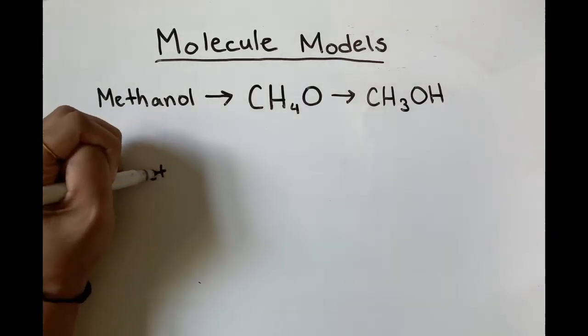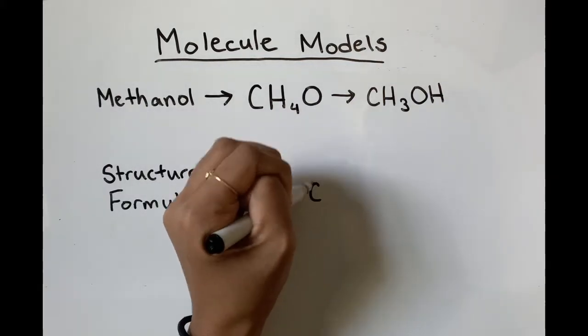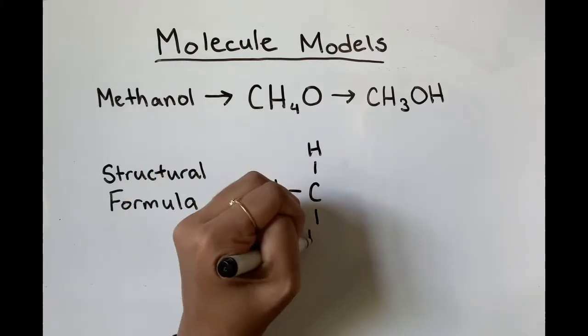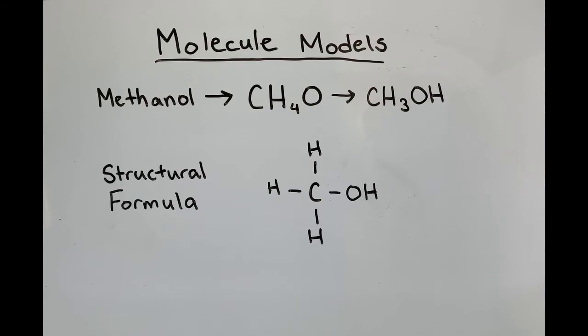The structural formula for this would be written in the way the atoms are connected. So here we would have a carbon atom with 3 hydrogens directly attached to it, and that is attached to an oxygen and hydrogen group.